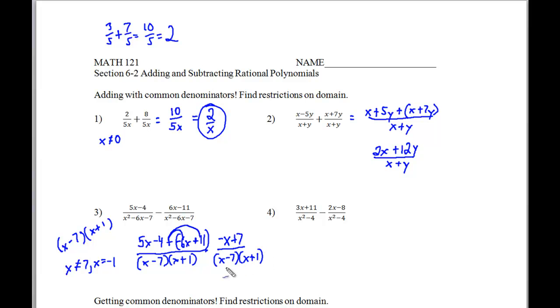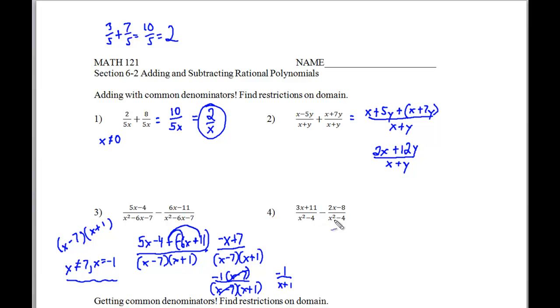Now some of you might notice that this is a negative x plus 7 and this is an x minus 7. What we can do to this numerator is pull out a negative 1, and that way we'll have x minus 7 instead of negative x plus 7. And you can see in our denominator, now that we have x minus 7, x plus 1, we can do a little bit of simplification right there and get an answer of negative 1 over x plus 1 with the restrictions on negative 7 and positive 7 and negative 1. Whew, that was a pretty good problem.